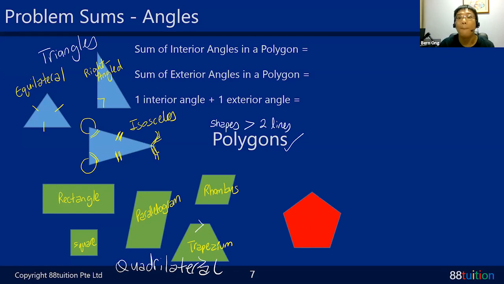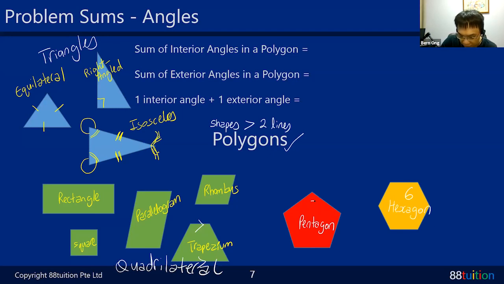We call this a pentagon. This is called a pentagon. You must know the name, for those sec 1, sec 2. Five-sided is called a pentagon. Spelling is like that. Then six-sided, got special name, hexagon. This is 6, this is 5. Hexagon is six-sided.